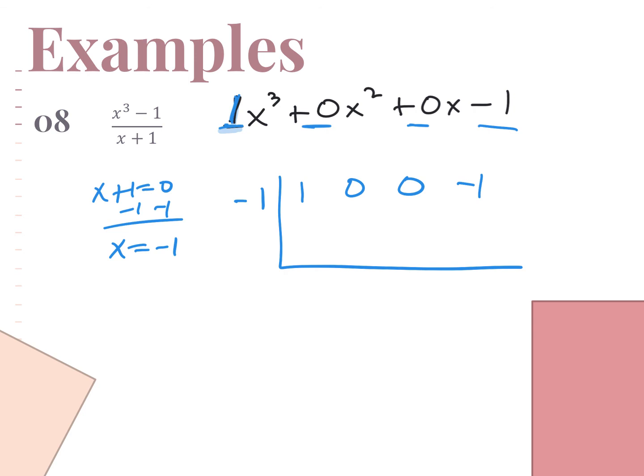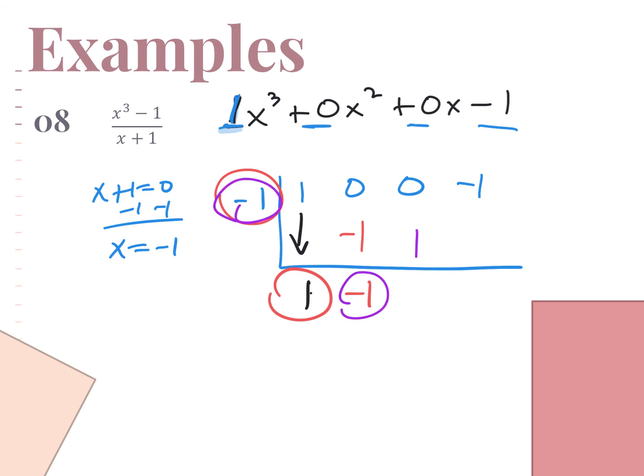Bring down, multiply, -1 times +1 is -1. Add the column, multiply again, -1 times -1 is +1. Add the column, multiply -1 times +1, -1, add the column.